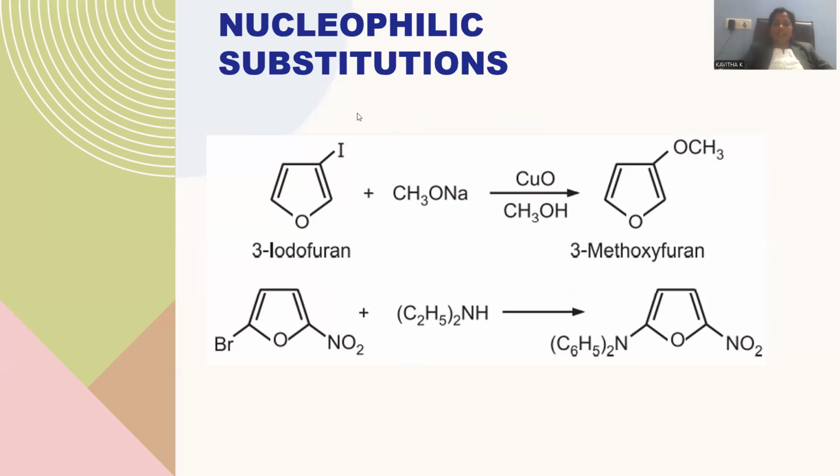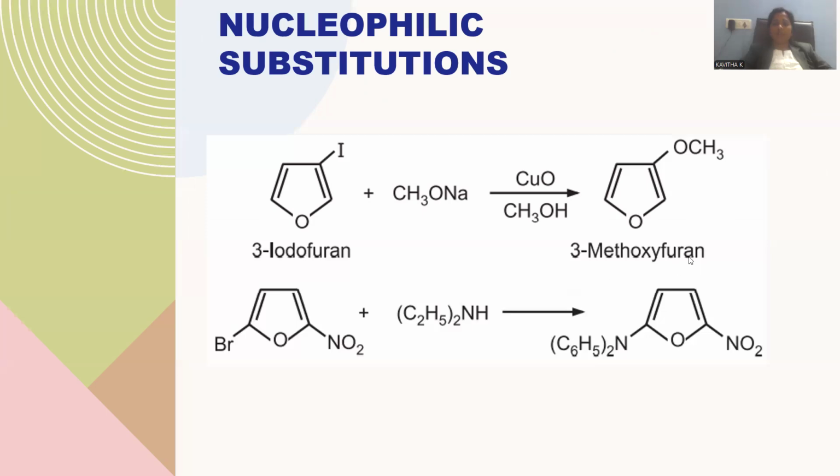Now, we entered into the segment called nucleophilic substitutions. A nucleophile is nothing but a negatively charged species that replaces another negatively charged species. I'm taking this iodofuran, which can be treated with sodium methoxide. Sodium methoxide is a strong base able to release O minus, that means CH3O minus, which is called methoxide. Methoxide is powerful, so that there is a formation of methoxy substitution at position number 3.